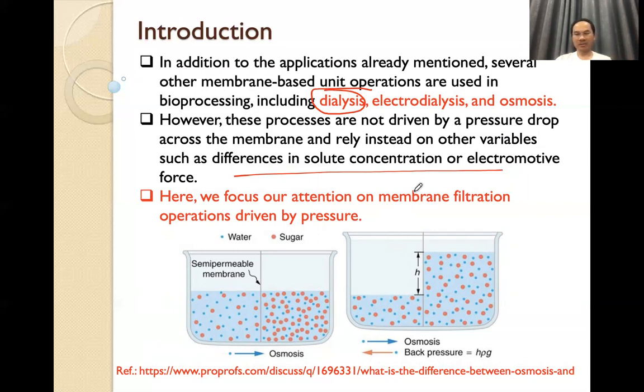And also osmosis. In osmosis we use the osmotic pressure to move solvent from the lower concentration to the higher concentration. If we apply a back pressure, we call it reverse osmosis, where flow goes from the higher concentration to the lower concentration.